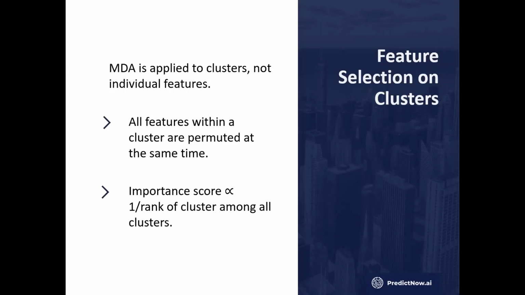Okay, and then after you obtain the mean decrease accuracy of these different features, the importance score that you attach to the features is essentially 1 over the rank of the cluster. So you rank the clusters 1, 2, 3, 4, right? The most important cluster is rank 1. The second most important cluster is rank 2, and the importance score of those clusters is essentially 1 over the rank of that cluster. Very simple, nothing fancy.